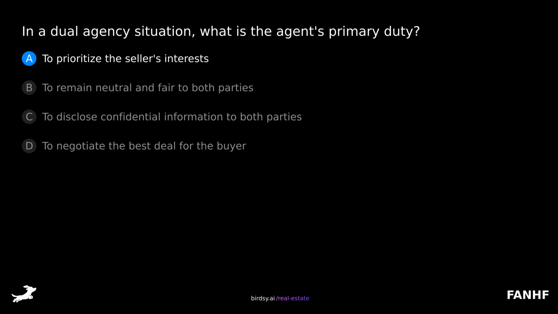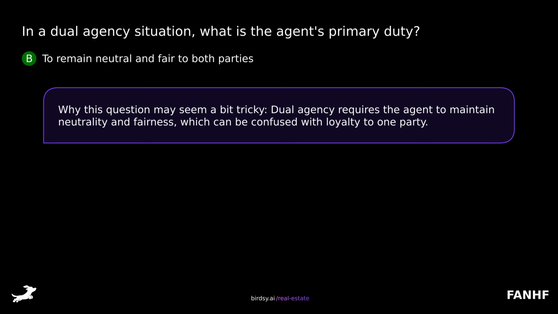Is it A, to prioritize the seller's interests, B, to remain neutral and fair to both parties, C, to disclose confidential information to both parties, or D, to negotiate the best deal for the buyer? The answer is B, to remain neutral and fair to both parties. Why this question may seem a bit tricky: dual agency requires the agent to maintain neutrality and fairness, which can be confused with loyalty to one party.